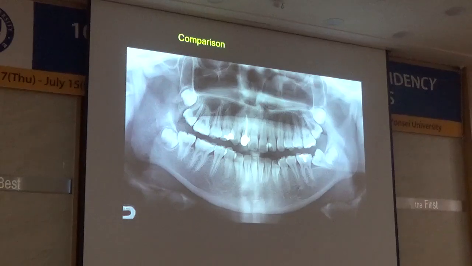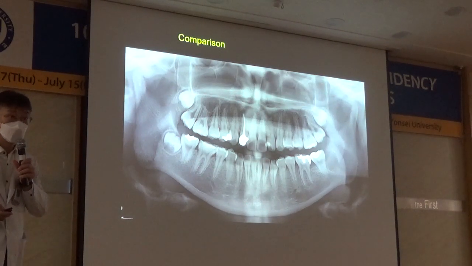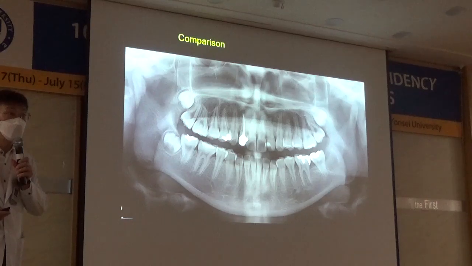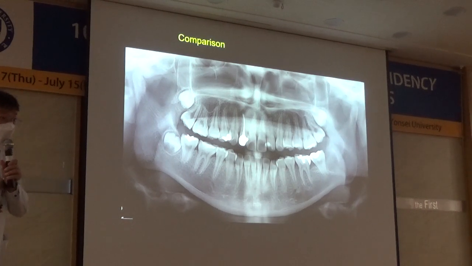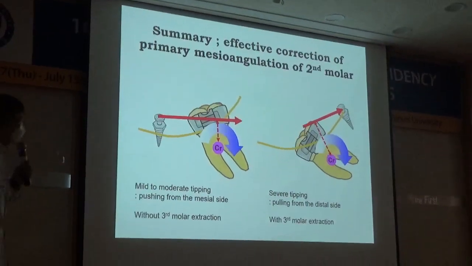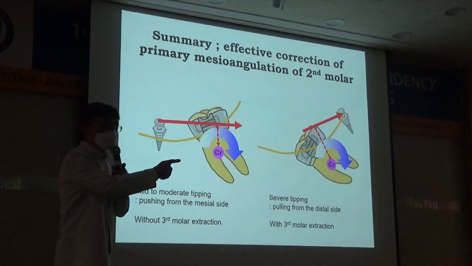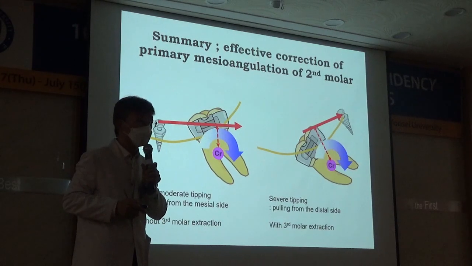So the strategy and tactics have to be different according to the degree of mesial angulation, okay? You're still following? Everything clear? So, first case, second case, they are very different. You have to understand it.